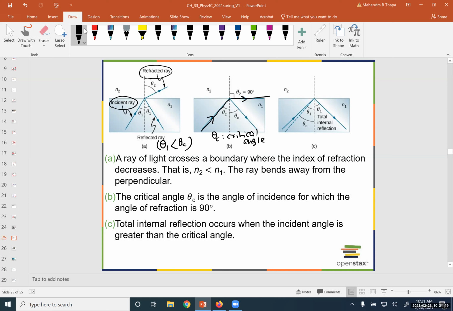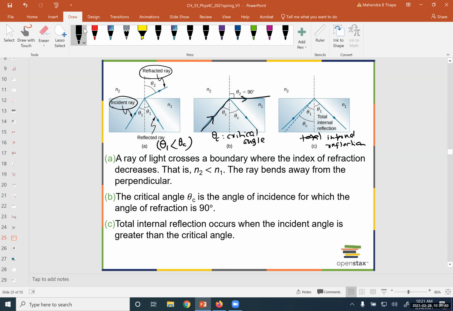Okay, but if we hit the light more than the critical angle, then the total internal reflection happens. So this is the case of total internal reflection. This is the case of total internal reflection.